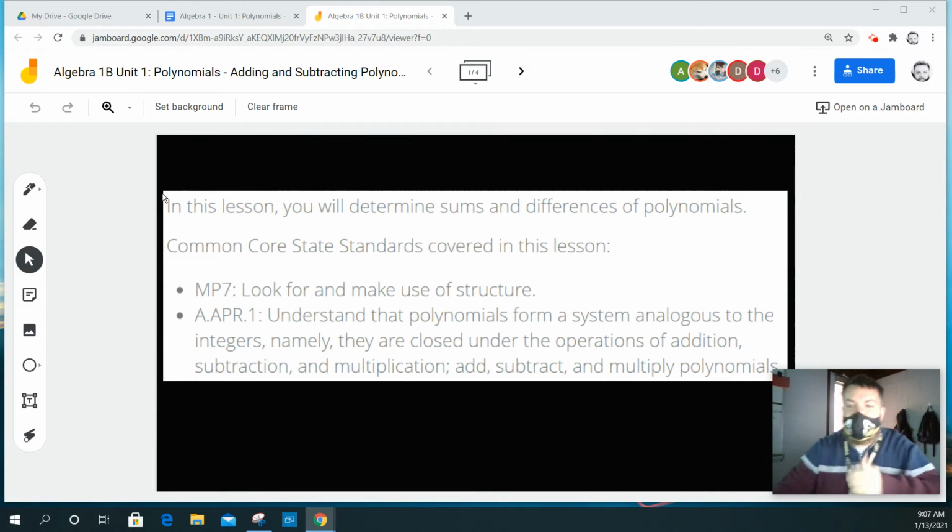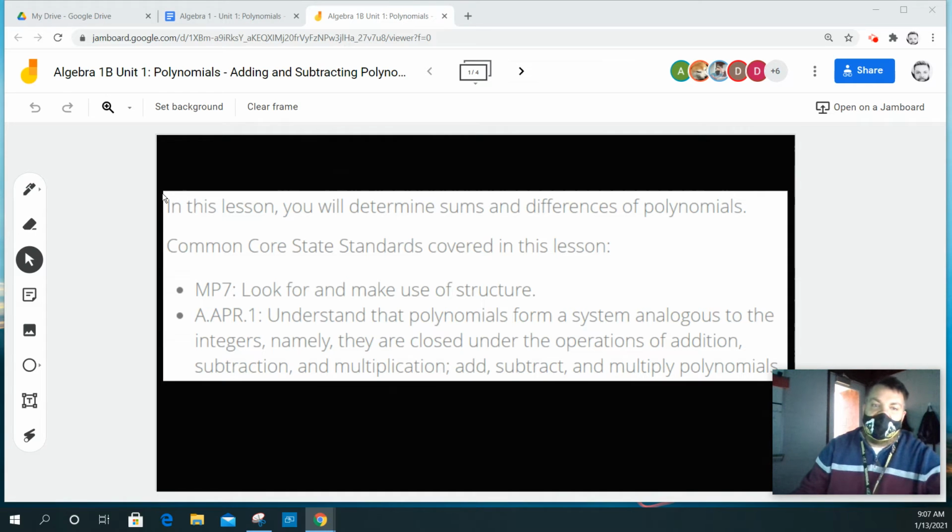Okay, so I don't want you guys to write this down. I'm just going to read what we're doing here. It says, in this new lesson that we're starting, you will determine sums and differences of polynomials. Those are fancy math words that say add and subtract. You might say, why don't you just say add and subtract? Well, because those are the terms that will be on the SAT.